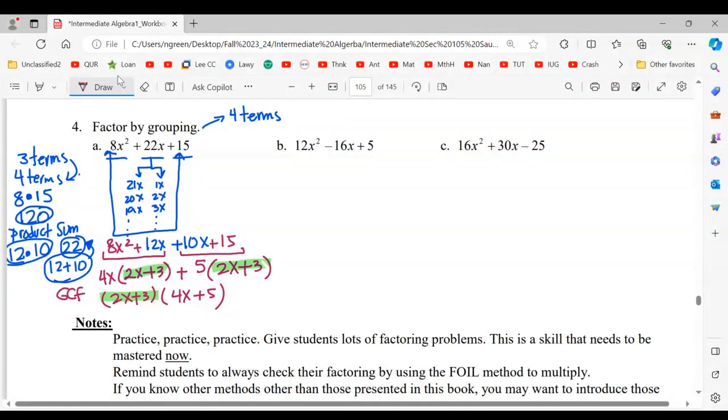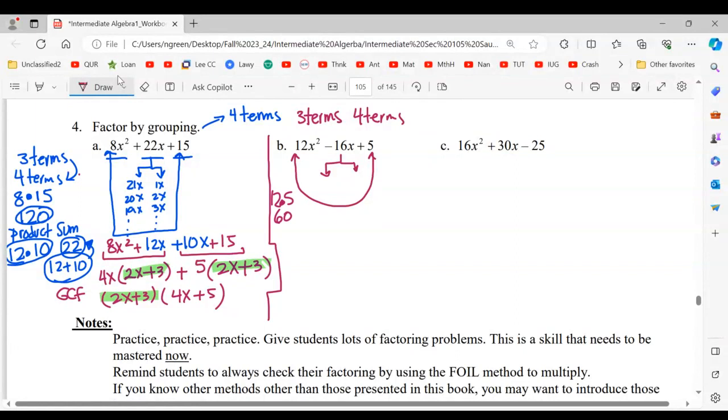Let's do another one. Okay, let's do B together. How many terms here? 3 terms. I need to convert it to how many terms? 4. So I have to split the one in the middle here, but I don't know how to split it. So the first thing you should do, multiply 12 times 5. If you multiply 12 times 5, what are you going to get? 60. Okay, we need the sum. How much does the sum have to be?